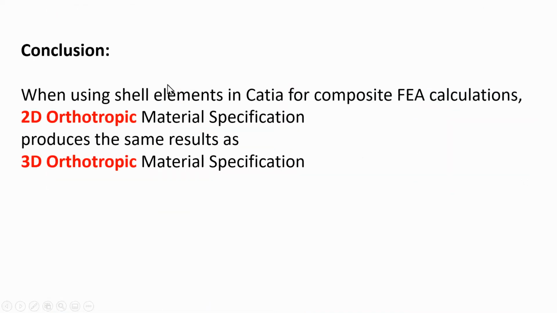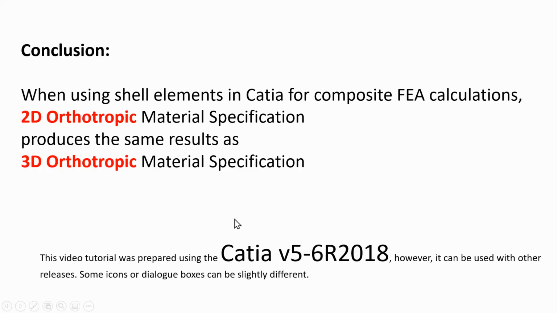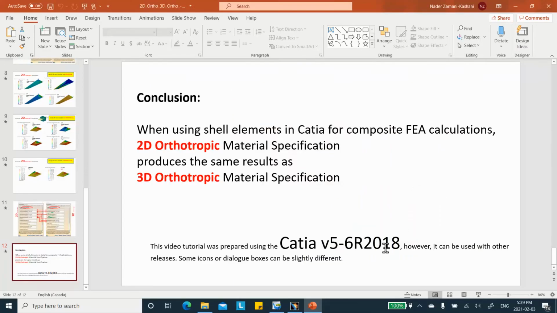Okay. So, conclusion: when using shell elements in Catia for composite FEA calculations, it doesn't matter whether you use 2D orthotropic material specification or 3D material specification. You will get exactly the same numbers. These were done with Catia V5-6, release 2018. If you have other versions or releases, particularly older ones, 4 or 5 years old, there may be minor changes in the dialog boxes, but you can handle it. All right, good luck. This was always a mystery to me, but not anymore. I hope it's the same with you.